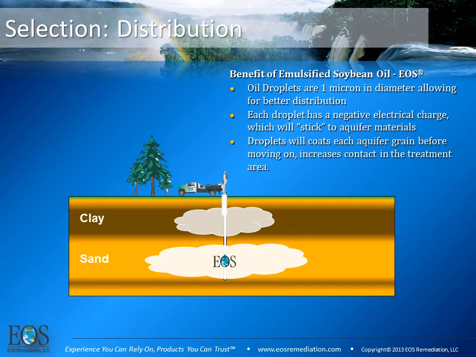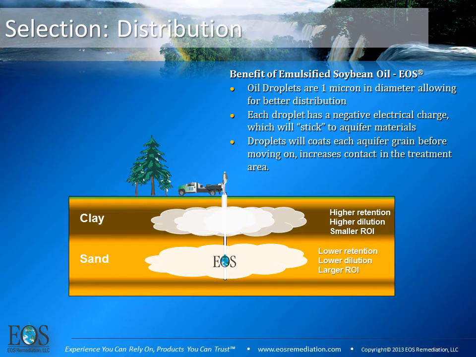So when I deal with a clay, it is not unrealistic that I'm going to need to inject 2, maybe even 3 times as much material in the ground to achieve that same distribution I saw in the sand. And again, this is all based on oil retention of the aquifer material. I will be able to get away with lower dilutions in a sand versus a clay, where I'm going to need higher dilutions. And I can also expect a larger radius of influence in a sand unit or a coarse-grained unit than I will in a finer-grained unit, such as a clay or a silt, excuse me.